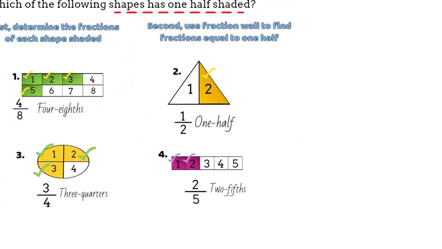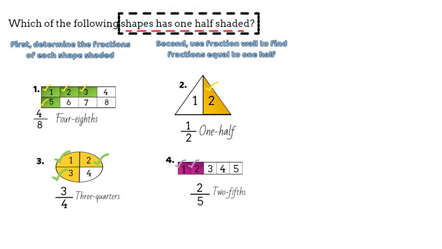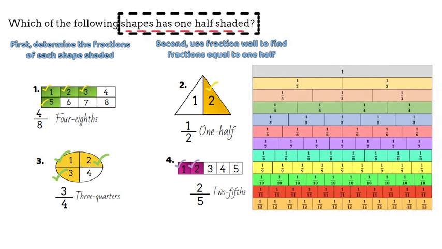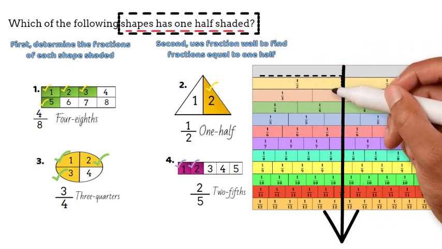Now remember that we were asked to determine which of the shapes has 1/2 shaded. We will be using our fraction wall for this. We need to draw an arrow that is in line with the part of the wall that represents 1/2.